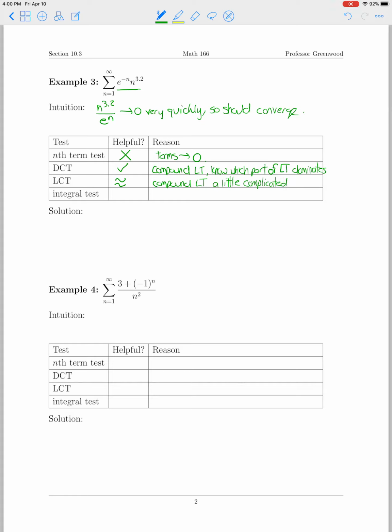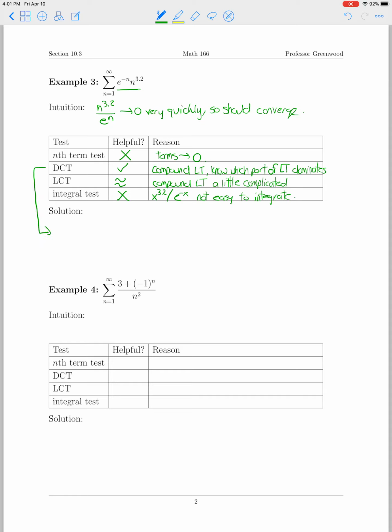And the integral test, again, here is not very helpful. And the reason for that is similar to last time, which is that x to the 3.2 divided by e to the minus x is not easy to integrate. And so this is not really a test I want to consider here. All right, so let's look then at the direct comparison test and see how we would apply it here.